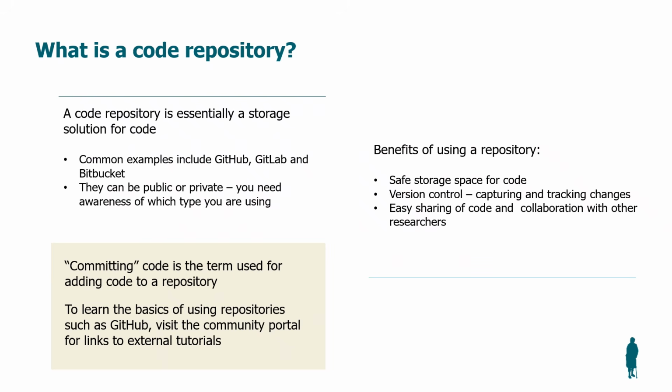So, what is a code repository? A code repository is essentially a storage solution for code. They are commonly used by programmers and developers, but are a useful tool for scientists who run their own data analysis using specific code, with common examples including GitHub, GitLab, and Bitbucket. These repositories can be public or private, and it is important you know which type you are using.